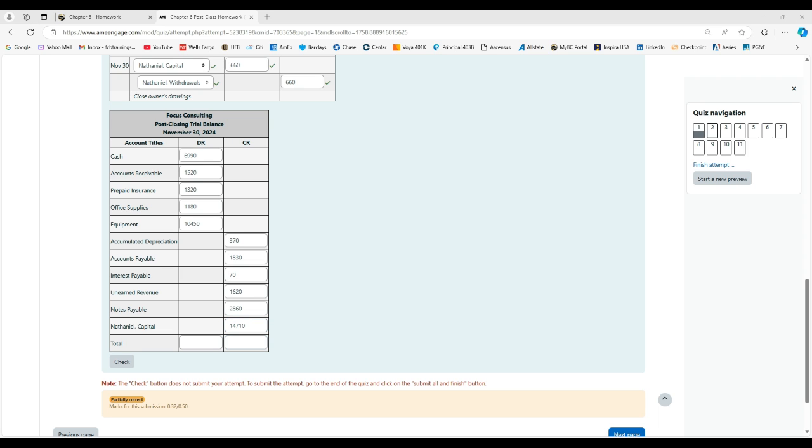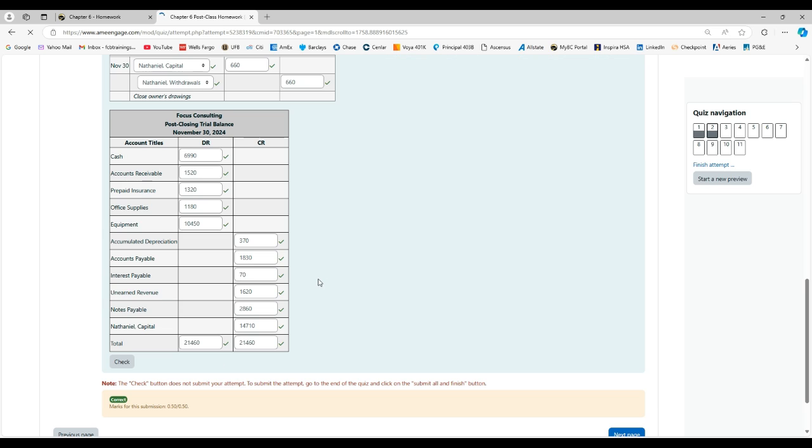And let's see if we did things right by summing these all up. So I got 21,460 on the debit side. And I got 21,460 on the credit side. Woo. It's a good sign when your debits and credits equal. Sweet. Okay, we got 100%, and we'll move on to the next problem.